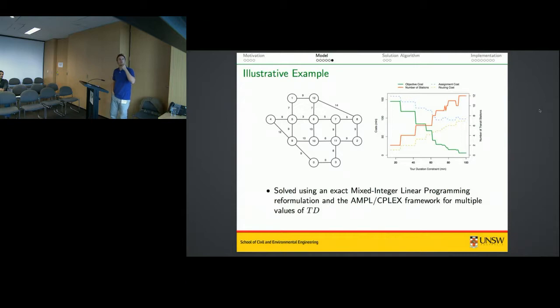I should have said that the objective function's cost is plotted on the left-hand side axis, whereas the red curve, which depicts the number of stations introduced by the model, uses the right-hand side axis.